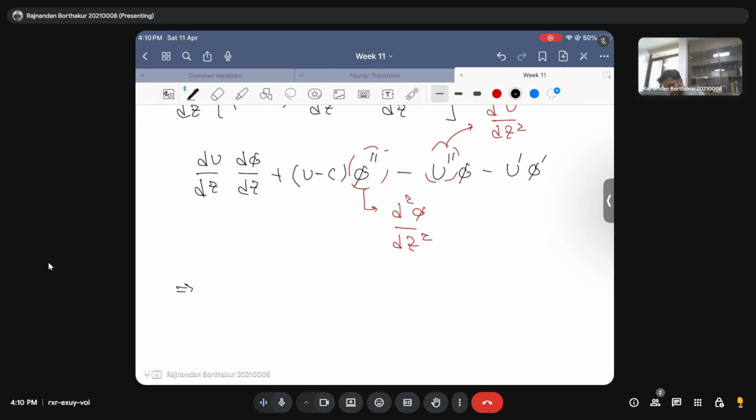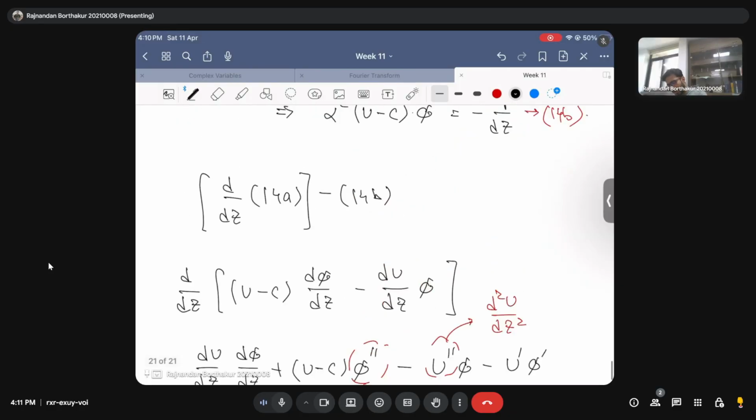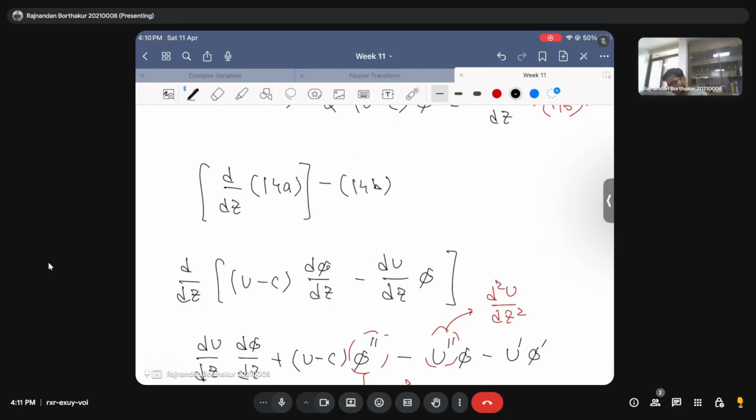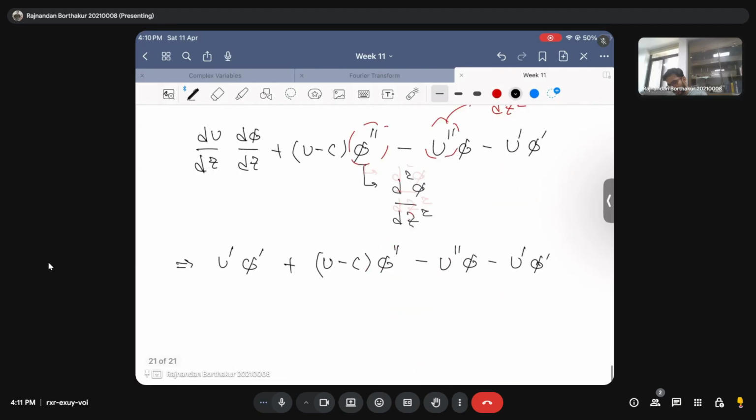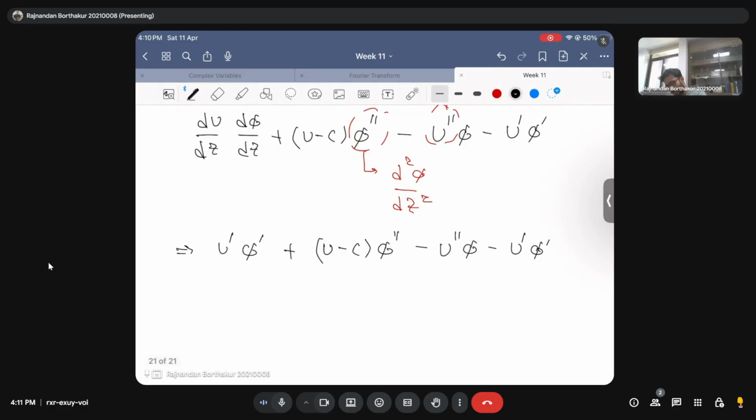But see, what is this term? This is also u prime phi prime, right? And then I have plus u minus c phi double prime, minus u double prime phi, minus u prime phi prime. Also there is this pressure, and that would in any way get cancelled, so that's not a big deal. Which also means that this gets cancelled, and this becomes u minus c times phi double prime minus u double prime phi.